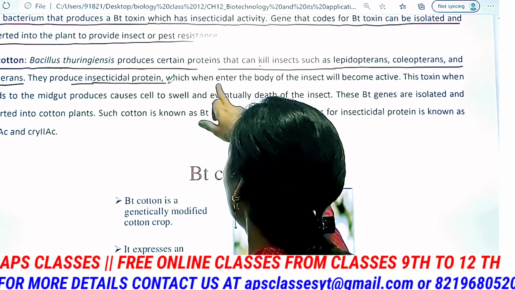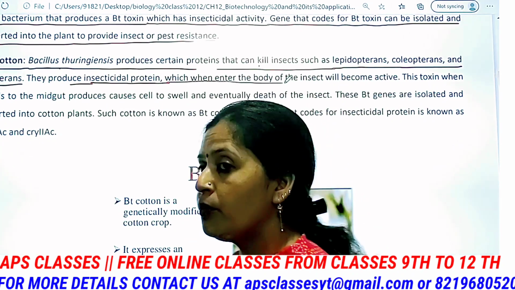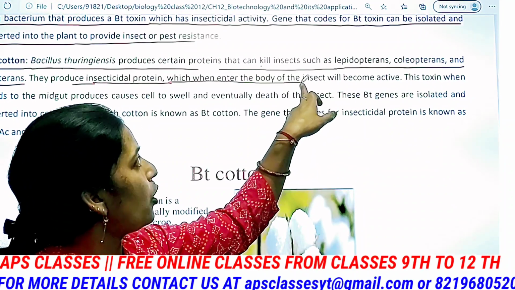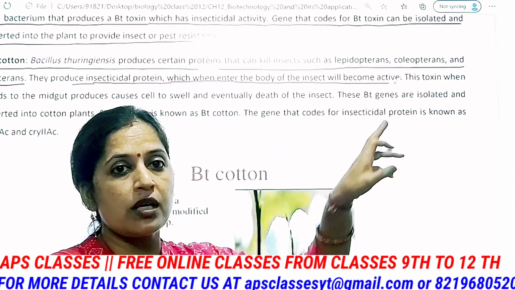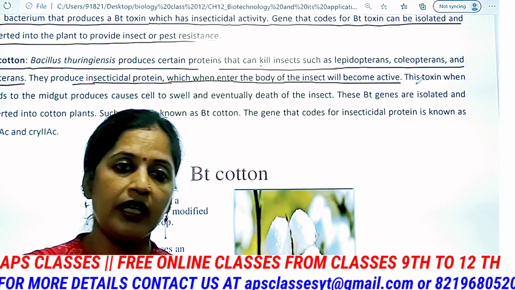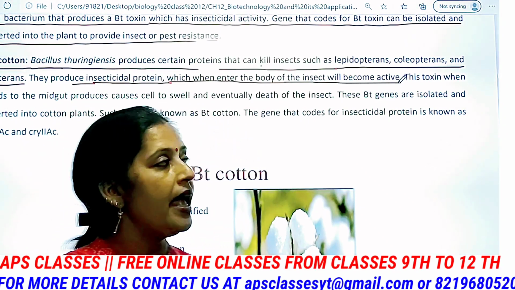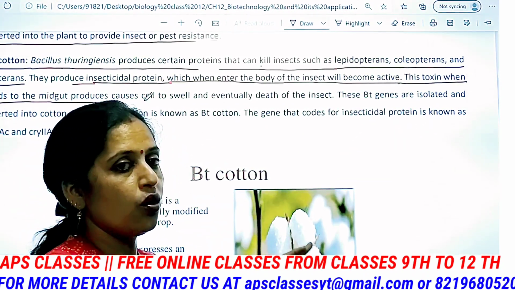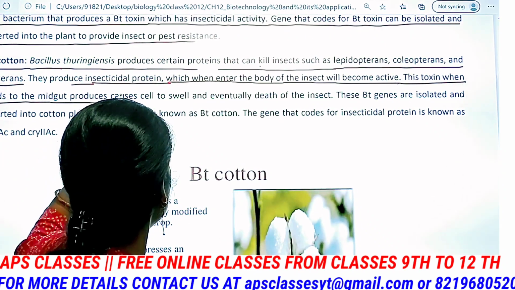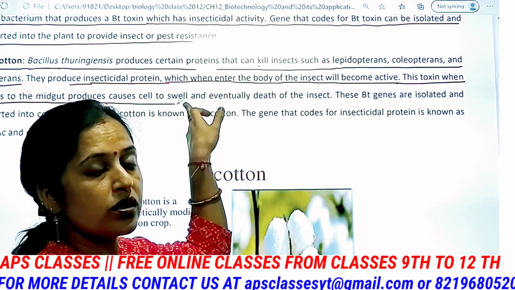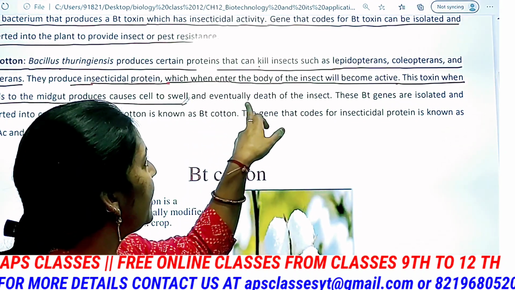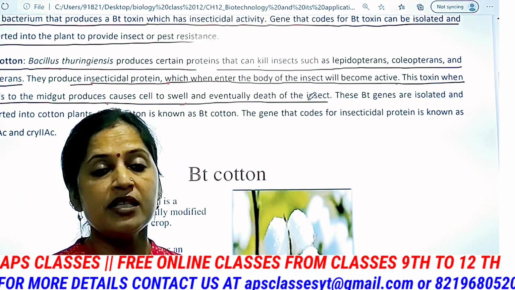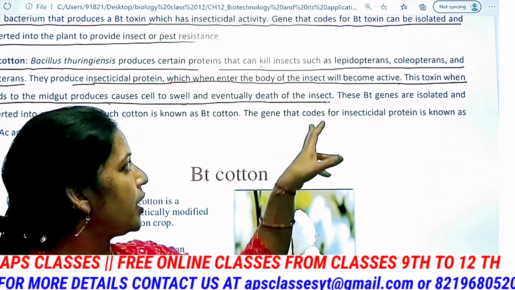They produce insecticidal proteins which will enter the body of the insect. As soon as they enter the insect's body, they immediately become active. This toxin binds to the midgut and causes the cells to swell, and eventually the death of the insect. As soon as the cells start to swell, the insect dies.